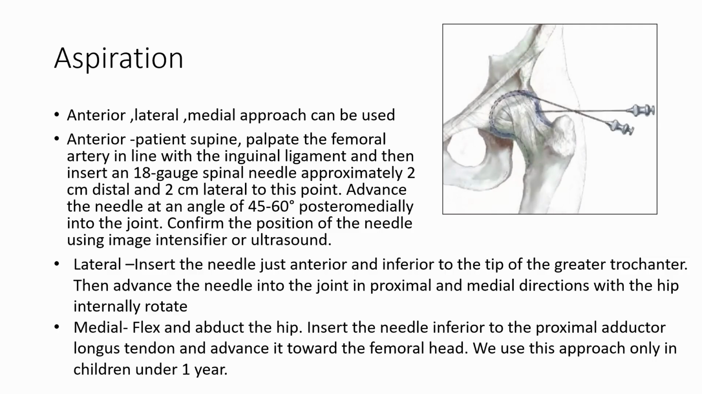In the lateral approach, we insert the needle just anterior and inferior to the tip of the greater trochanter. Then advance the needle into the joint in proximal and medial directions with the hip in internal rotation. When aspiration from the medial approach has to be done, we have to flex and abduct the hip, insert the needle inferior to the proximal adductor longus tendon, and advance it towards the femoral head. We use this approach only in children less than 1 year of age.